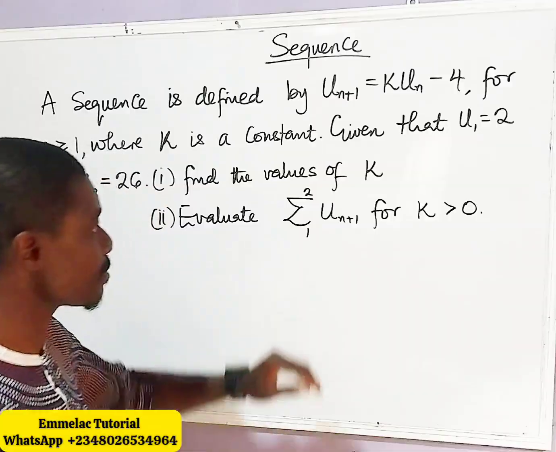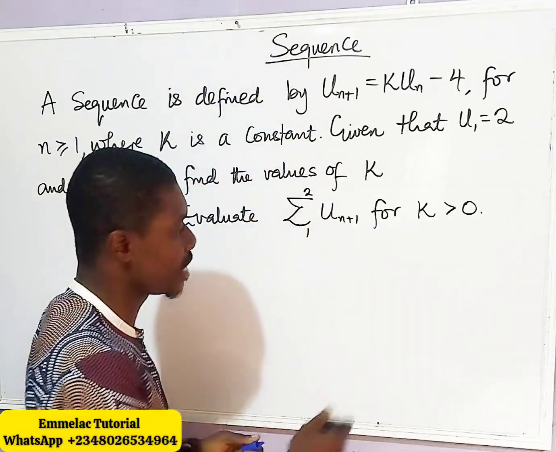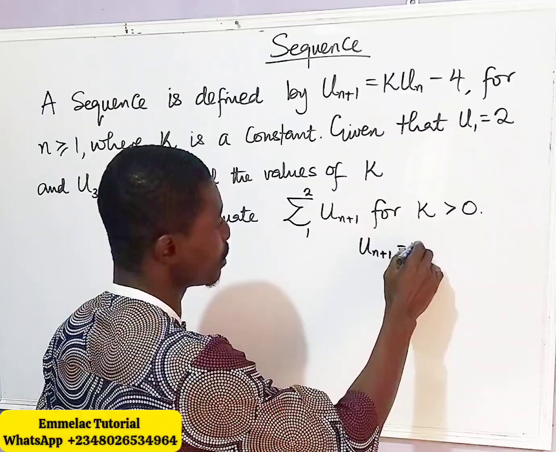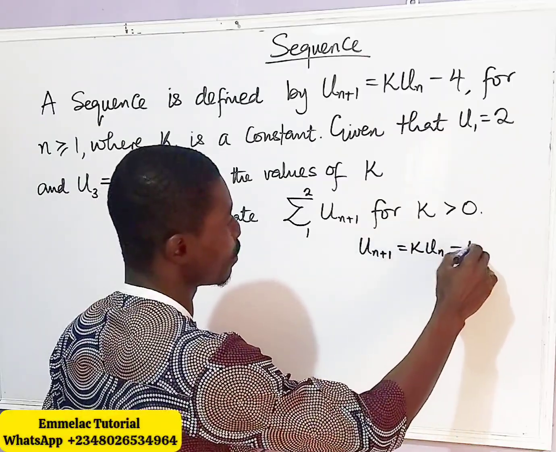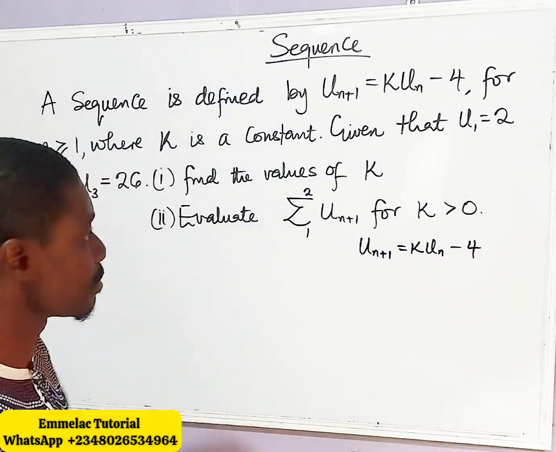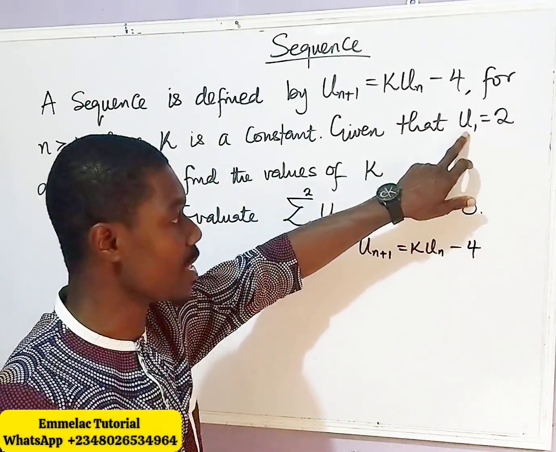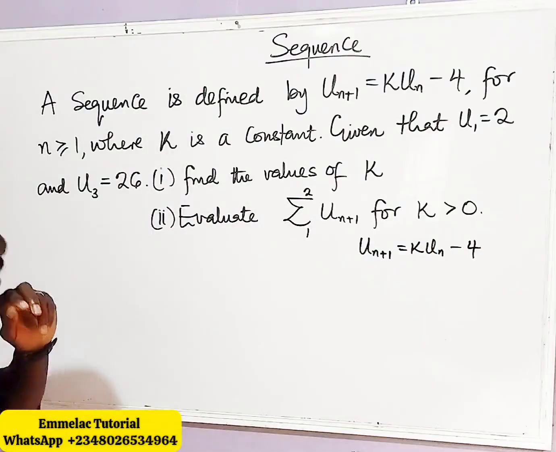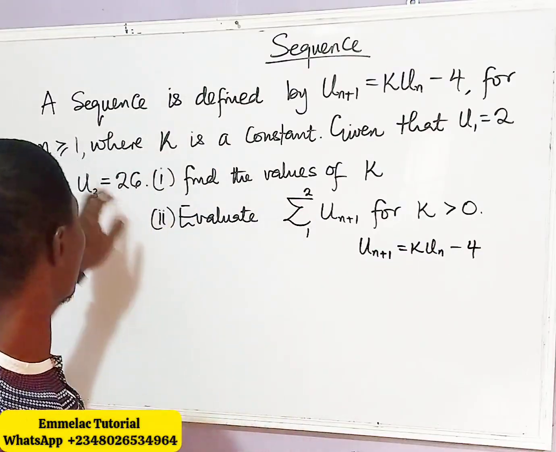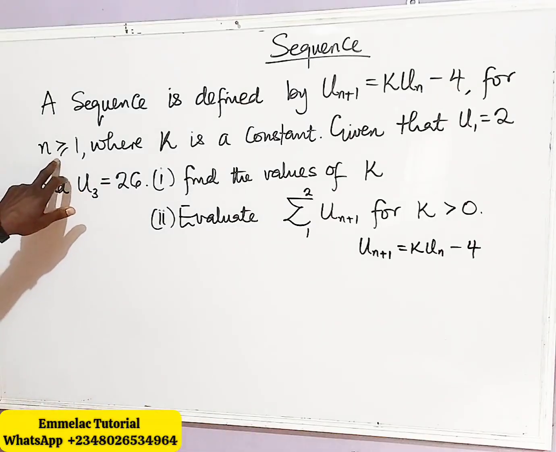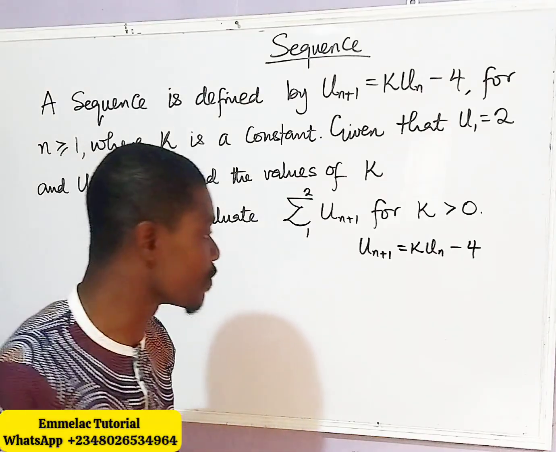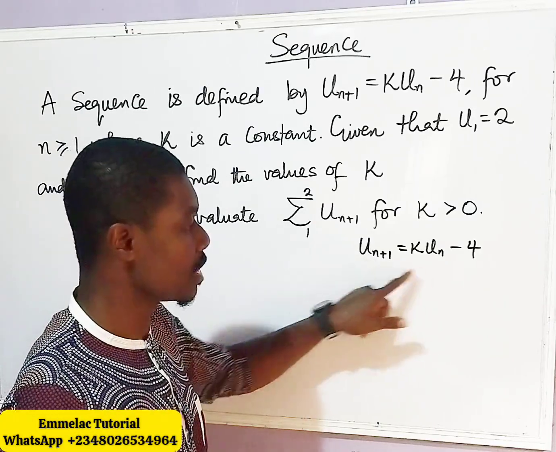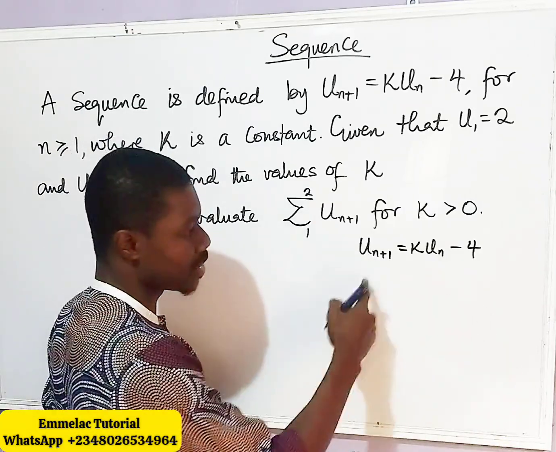First of all, let us look at this: u sub n plus 1 equals k u sub n minus 4. Let us take note that the first term equals 2 and the third term equals 26. We are told that n is greater than or equal to 1, which means we can start from 1. So let us plug in n equals 1.